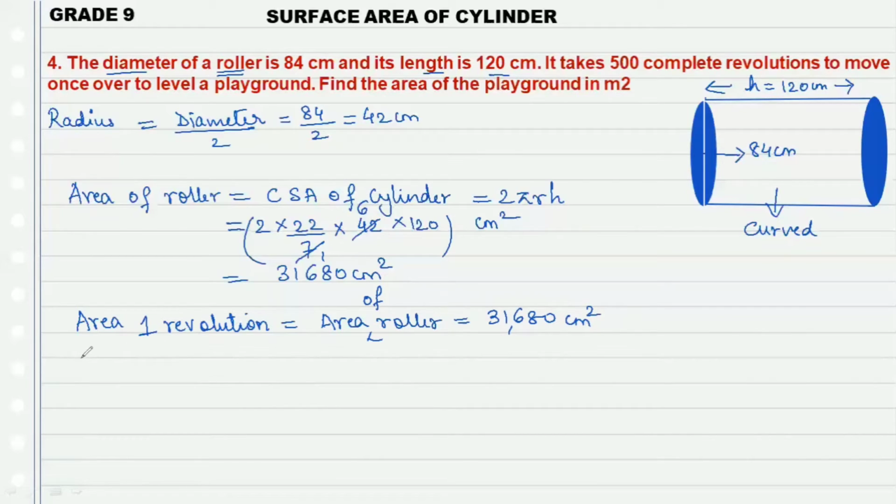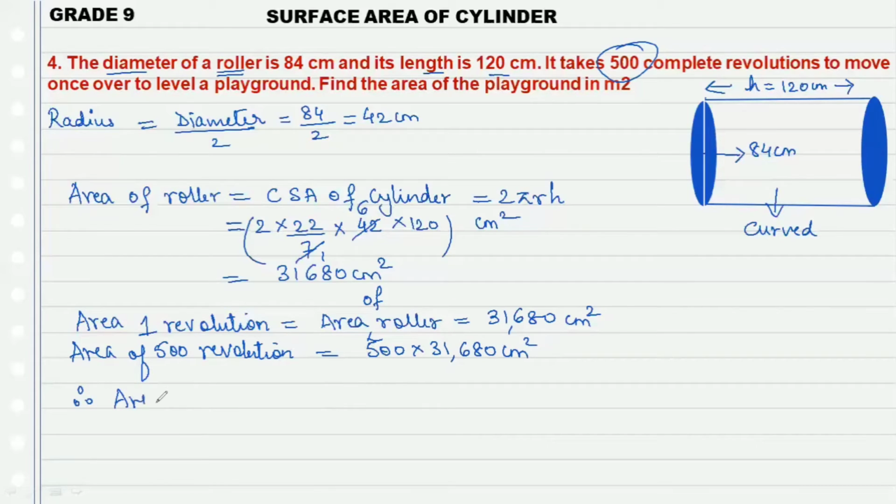अब हमें कितना क्या फाइंड करना है? उसने लिया है 500 complete revolutions, isn't it? So हम area of 500 revolutions फाइंड करेंगे and that will give us the area of ground, isn't it? That is 500 into 31,680 centimeter square. Okay, therefore area of playground will be 500 into 31680. अब 5 से multiply कर लो.